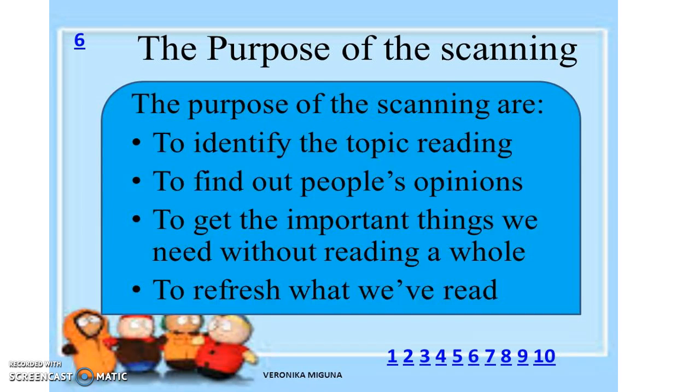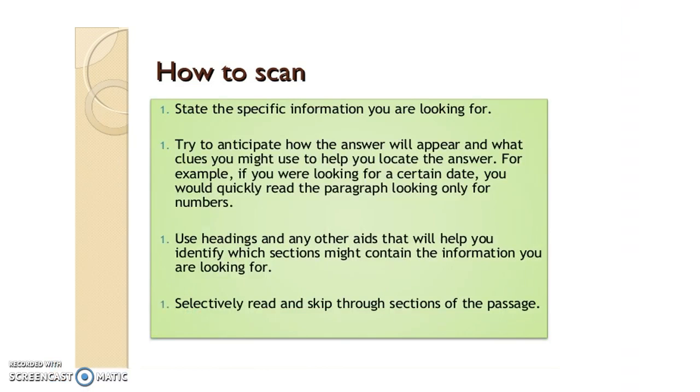The purpose of scanning is to identify the topic of the reading, to find out people's opinions, to get the important things we need without reading the whole text, and to refresh what we've read. How to scan. State the specific information you are looking for. Try to anticipate the answer. For example, if you are looking for a certain day, you should quickly read the paragraph looking only for numbers. Use headlines to find the information you are looking for. Selectively read and skip through sections of the passage.